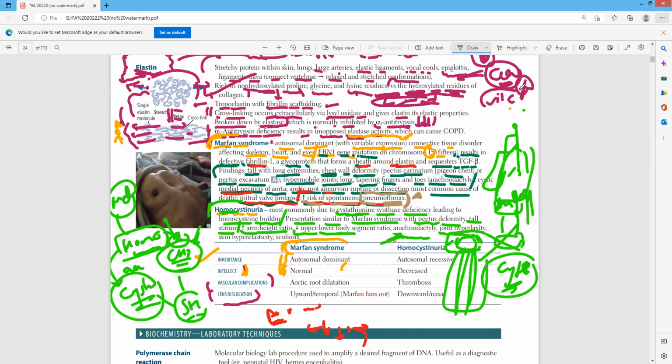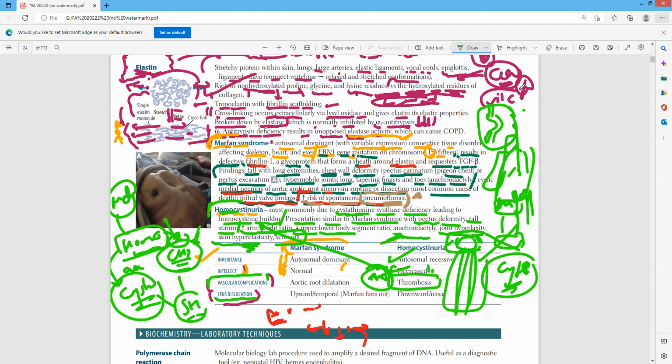You will have joint hyperlaxity, skin hyperelasticity, and scoliosis. Your vertebral column will be bent like that. For simplicity, this is scoliosis. This is an autosomal recessive disease. Intellectual ability will be decreased, and with vascular complications you will have thrombosis. We will associate that when we see homocystinuria in detail.